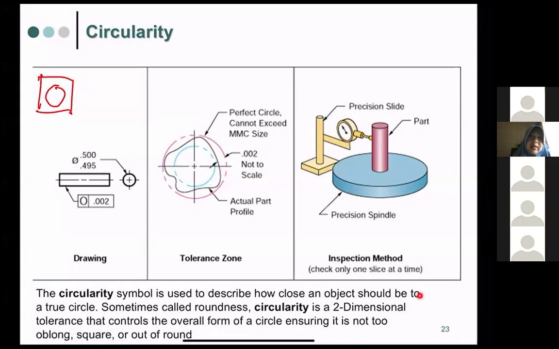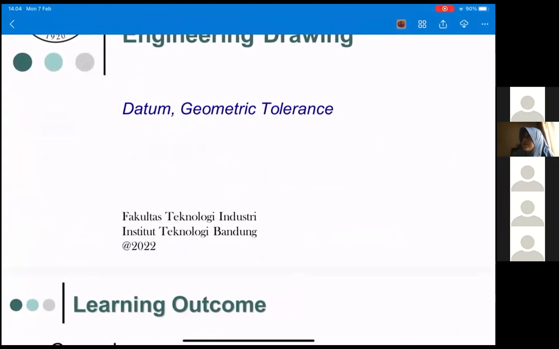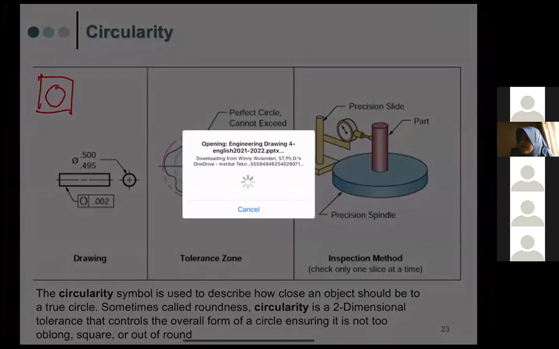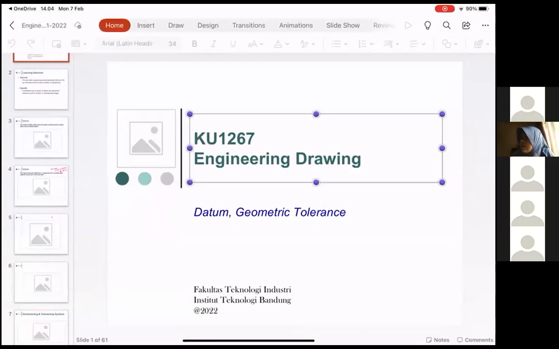Okay, so the circularity symbol is used to describe how close an object should be to a true circle, because sometimes it can be a little bit bent, or it's not really a circle. It can be maybe a little bit of an ellipse or something. The circularity, or it's called roundness, kebulatan, is actually a two-dimensional tolerance that controls the overall form of a circle.